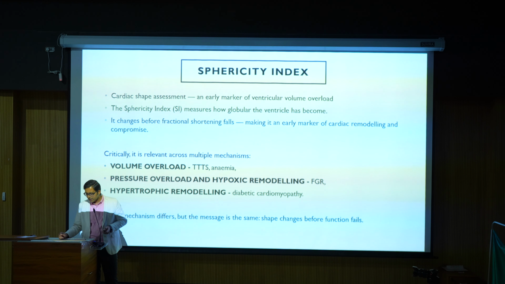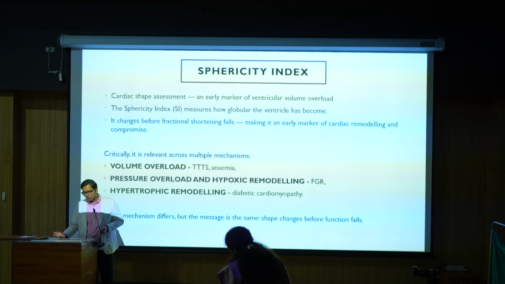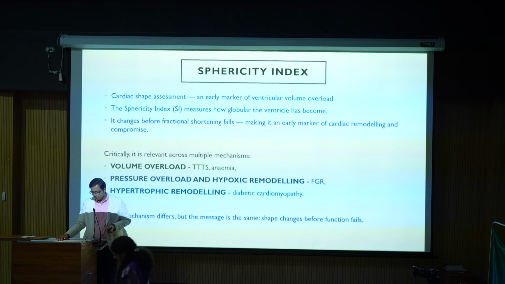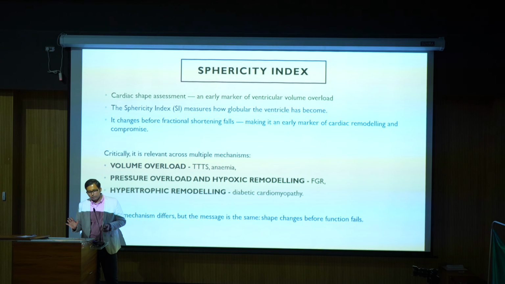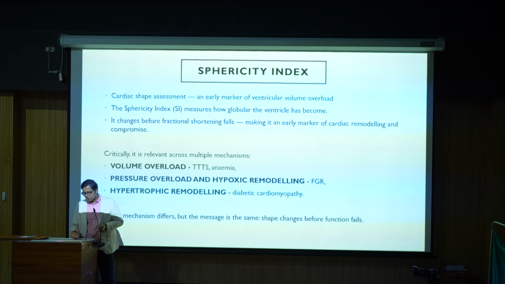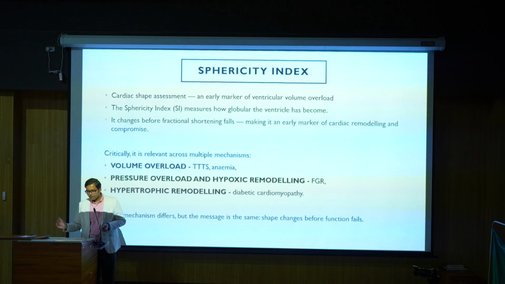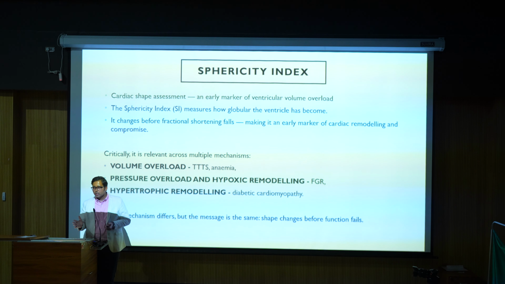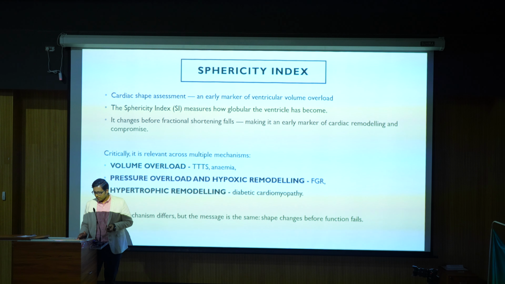There is something called the sphericity index. It is about the cardiac shape assessment. It is an early marker of ventricular volume overload. The SI measures how globular the ventricle has become because of the underlying abnormality. It changes even before the fractional shortening falls, making it an early marker of cardiac remodeling and compromise. As I said, fractional shortening is one of the markers which changes earliest, but the sphericity index can give us an idea that there is something abnormal going on.